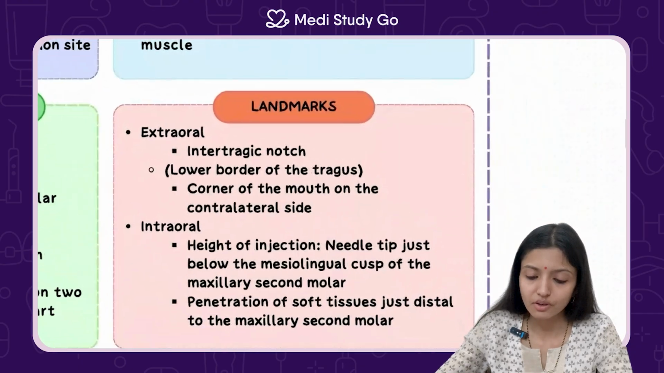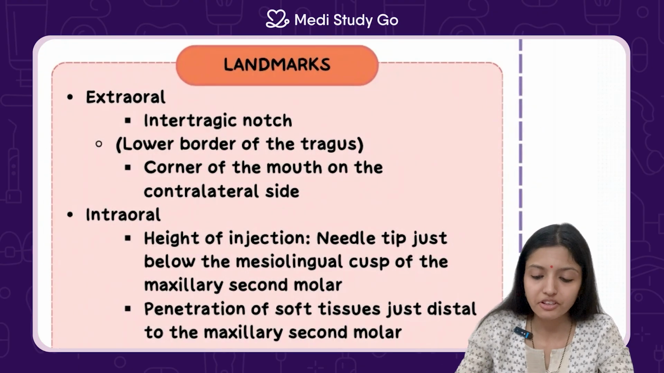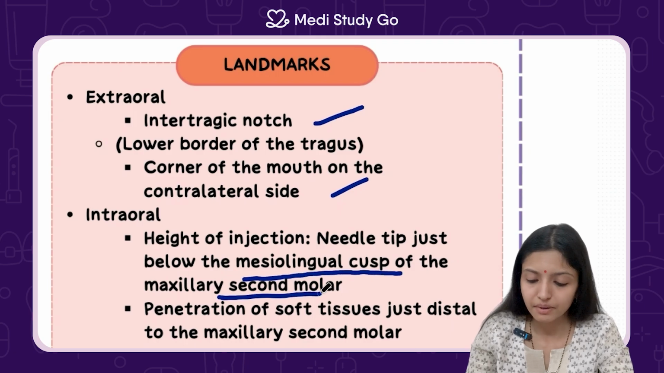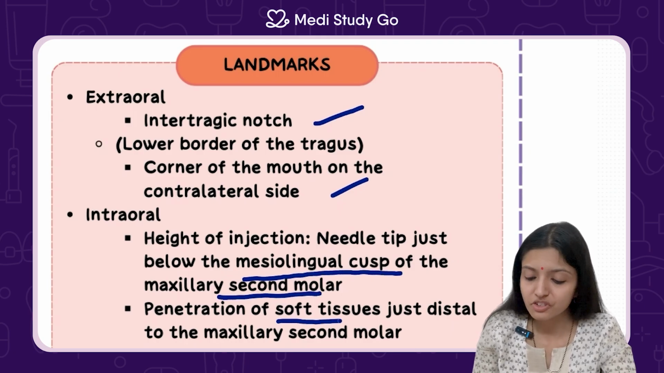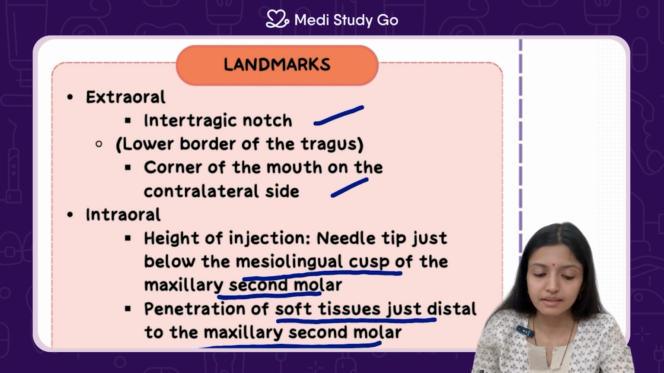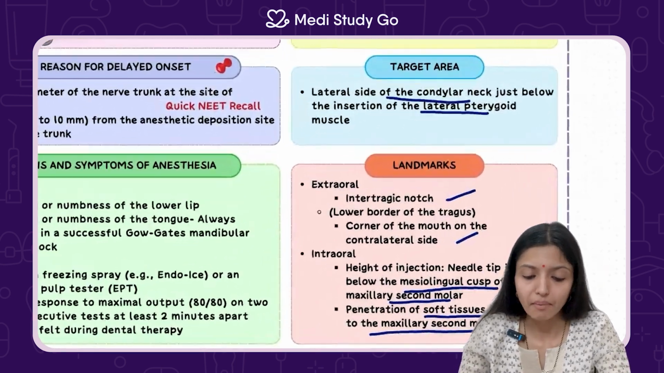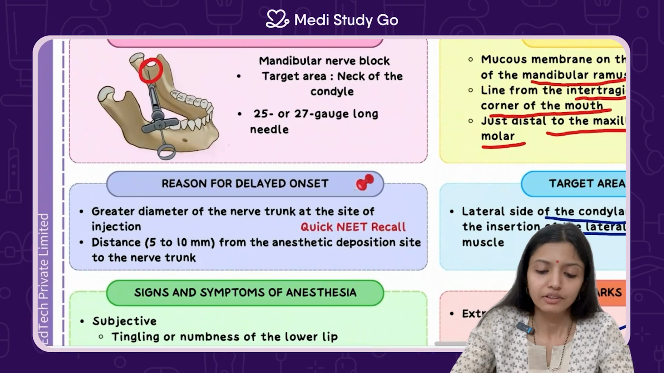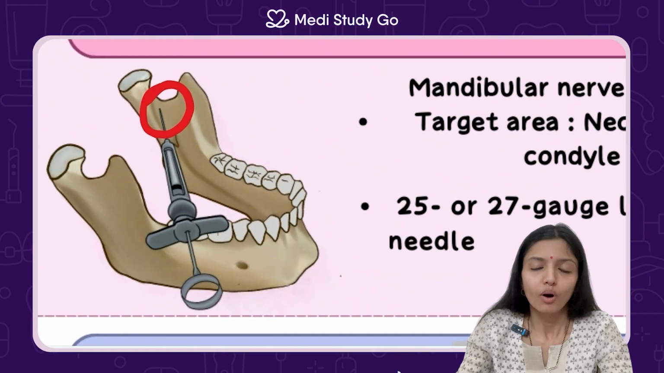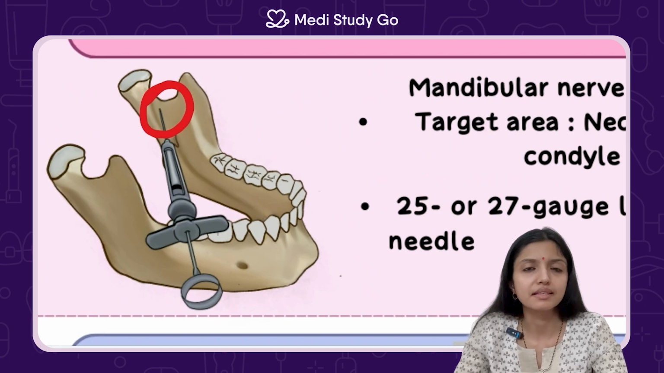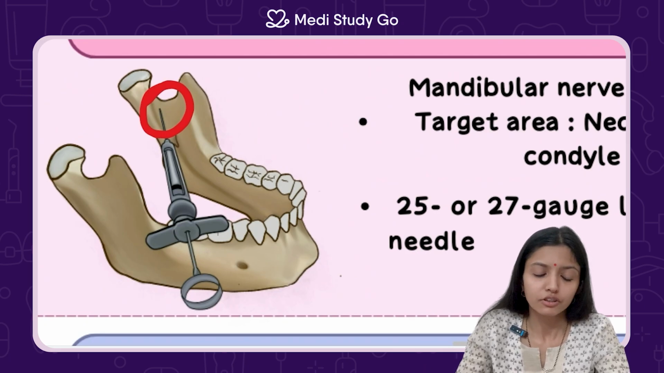So let us revise your landmarks. It is your intertracheal notch, the corner of the mouth on the contralateral side. Your intraoral landmark is, as explained, the mesiolingual cusp of the maxillary second molar and the soft tissues just distal to the maxillary second molar. So you remember these landmarks, and once you inject your needle properly, obviously you have to aspirate it in two planes, and once the aspiration is negative, you have to slowly deposit the solution.